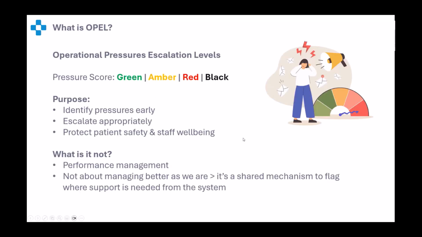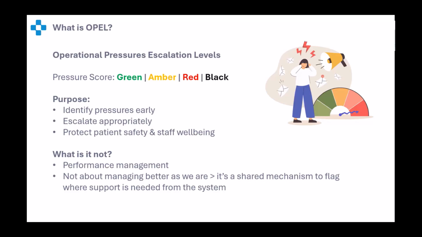So what is OPEL then? OPEL stands for Operational Pressures Escalation Levels, and it's a way of reporting a score for pressure across your practice, and that can then be looked at across the system. The pressure scores range from green to black. Green would indicate no problems at all, just normal operations, the system can meet demand, or your practice can meet the demands of your patients.